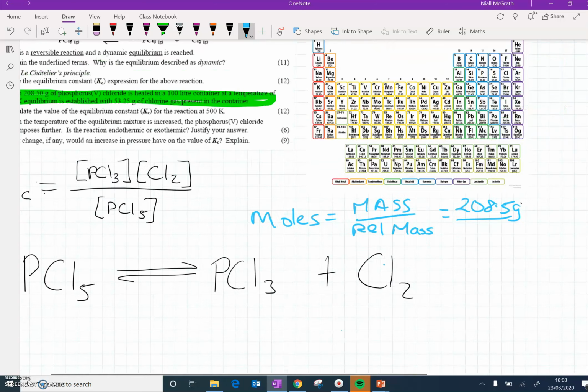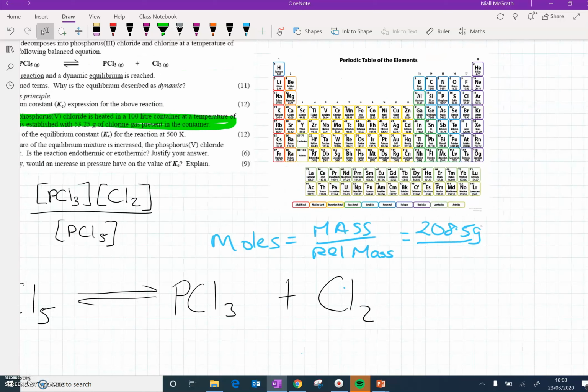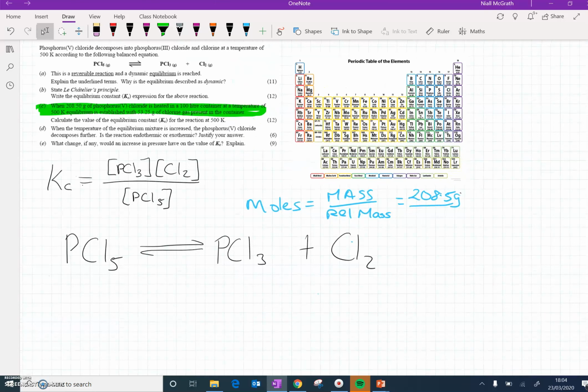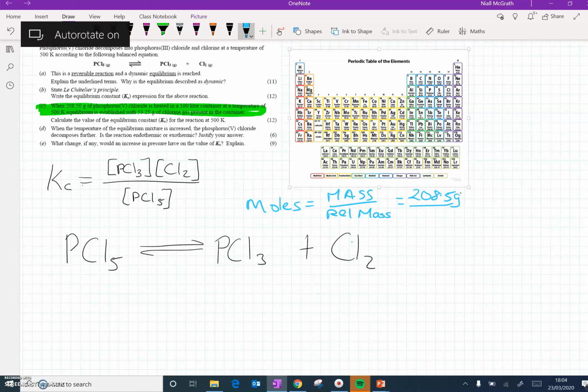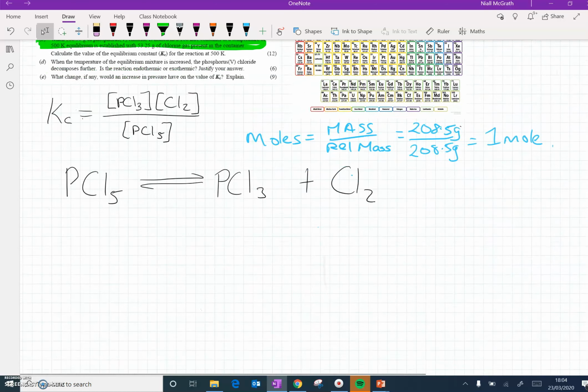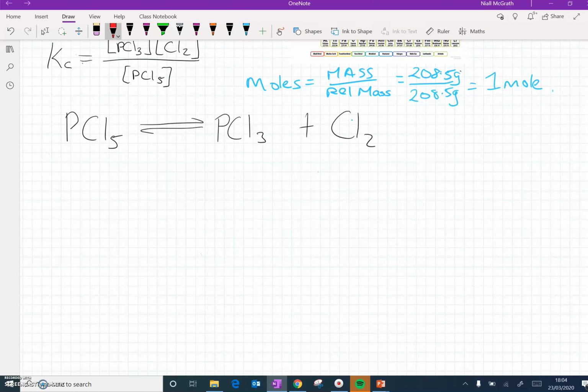If we go through our periodic table and find phosphorus and chlorine, we'll find that the relative mass of PCl5 is also 208.5 grams. So overall we have 1 mole present. That's the information we have right at the very start.